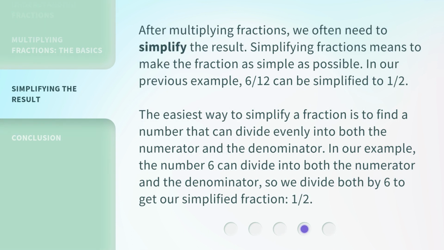After multiplying fractions, we often need to simplify the result. Simplifying fractions means to make the fraction as simple as possible. In our previous example, 6/12 can be simplified to 1/2. The easiest way to simplify a fraction is to find a number that can divide evenly into both the numerator and the denominator. In our example, the number 6 can divide into both the numerator and the denominator, so we divide both by 6 to get our simplified fraction, 1/2.